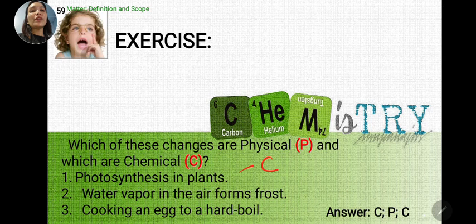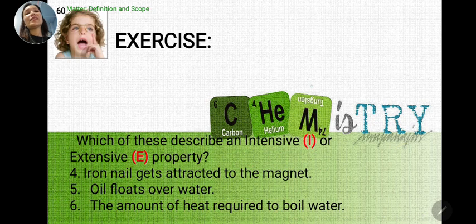Yung water vapor turning into frost, that is only a change in the state of matter and does not actually change water. That is only physical. Cooking an egg to hard boil is chemical change. Next, so iron nail gets attracted to the magnet, that is intensive property.